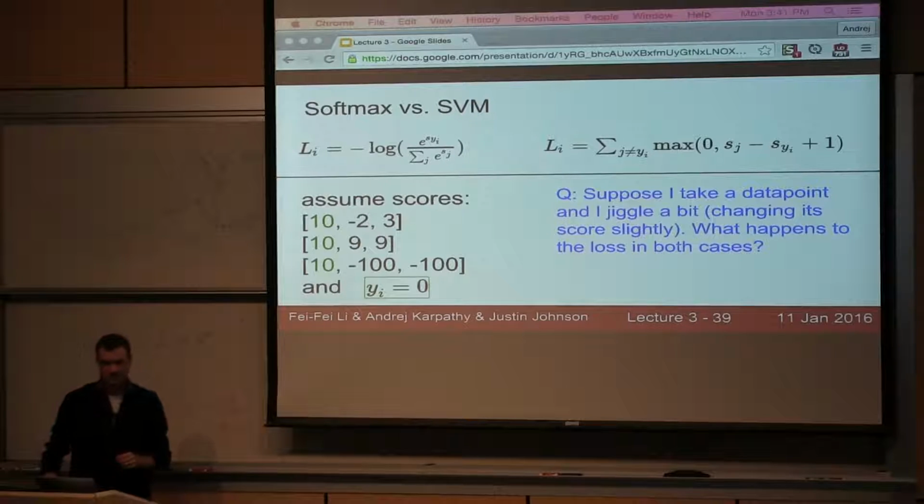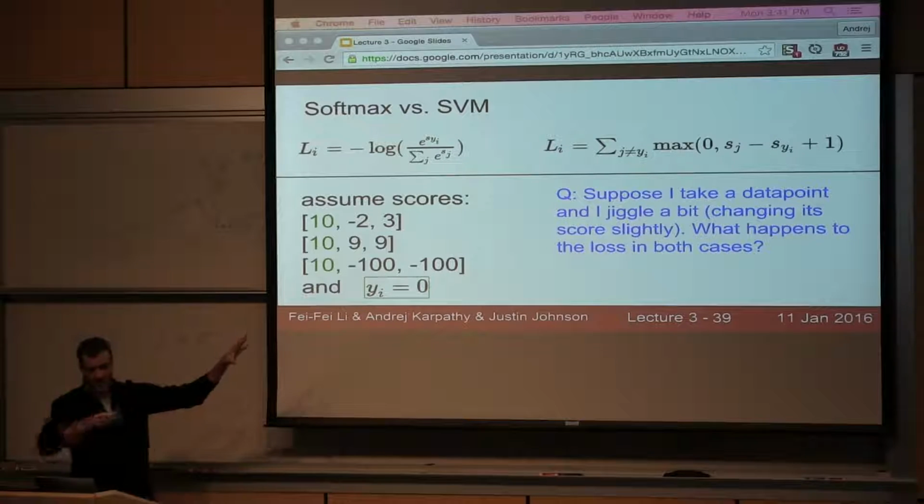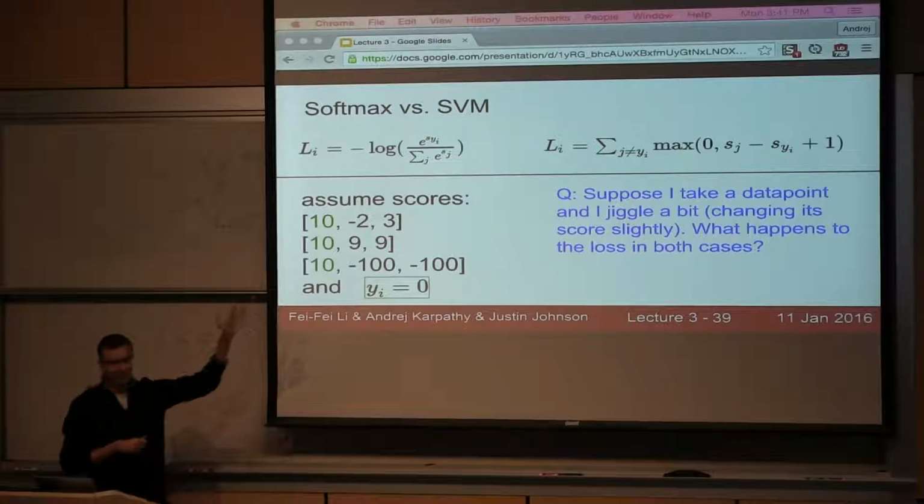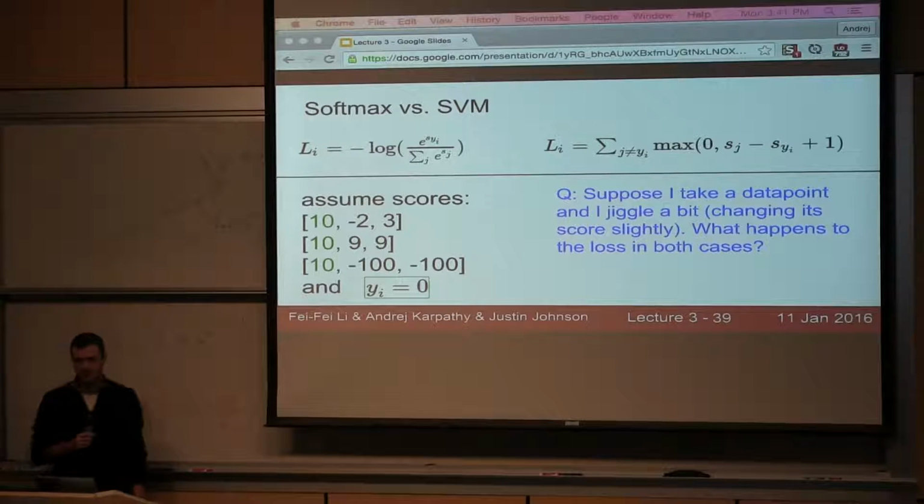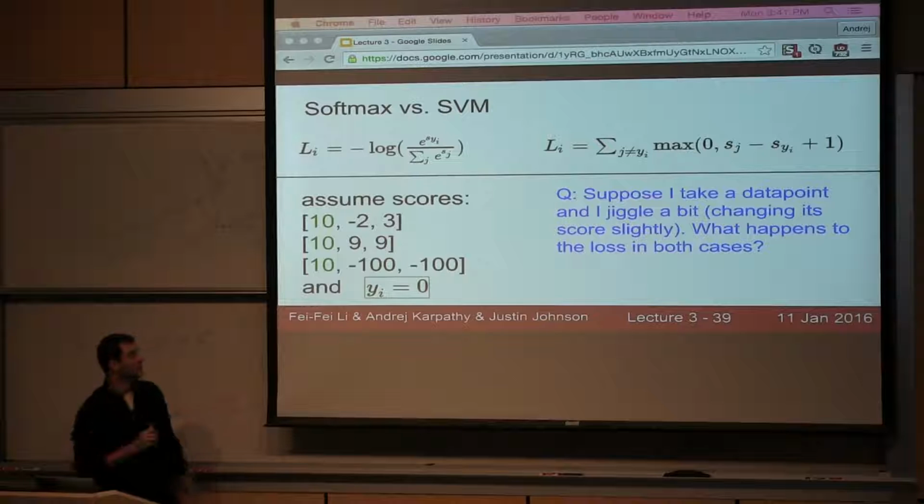Like, it increases and decreases depending on what direction you move it. OK, so they increase and decrease as I wiggle this data point around. Do they both increase or decrease for the third data point, for example? SVM remains the same, correct.